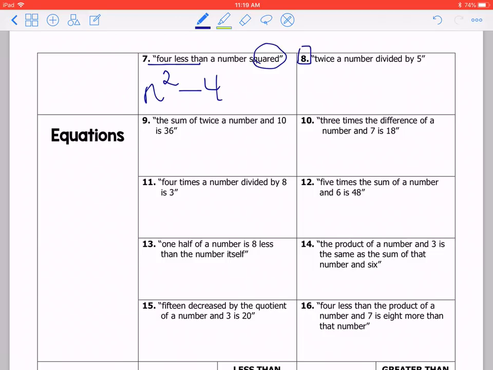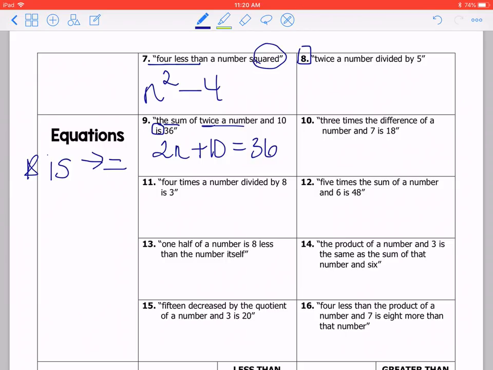9 through 16 are equations, which means we're going to have an equal sign now. You're going to write your equal sign anytime you see the word is. You see the word is, that means equal. So it's going to be the same thing as the other page, but now we have equal signs. So this says, number 9, the sum of twice the number and 10 is 36. So twice the number would be 2n plus the 10 is, or equals, 36.